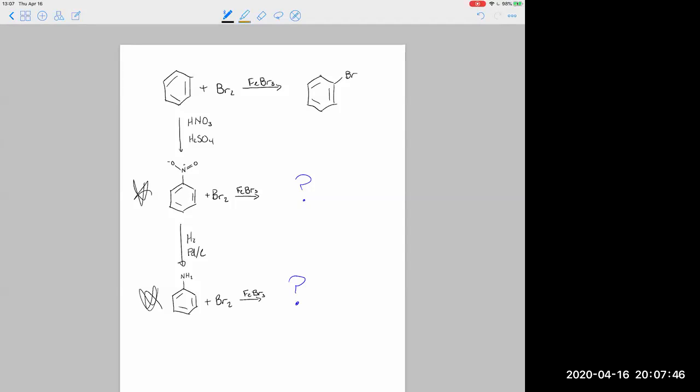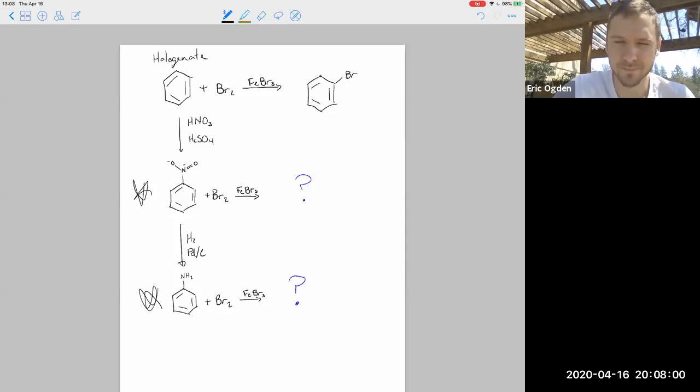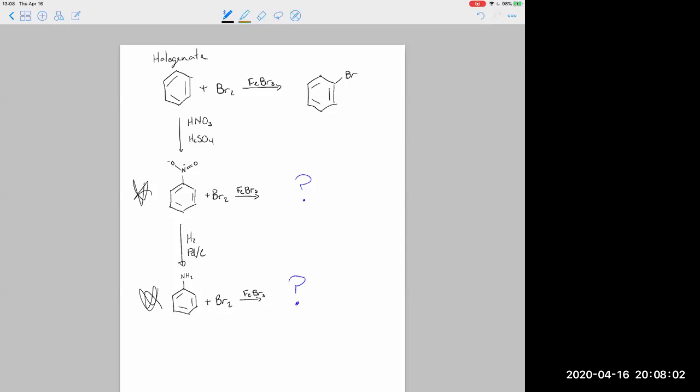All right, so let's just take a look at this first reaction. This would be how we halogenate a benzene ring. In all of these reactions, what role is benzene playing? Nucleophile, right? So that's everything that we've learned up until this point. Benzene is playing the role of the nucleophile.